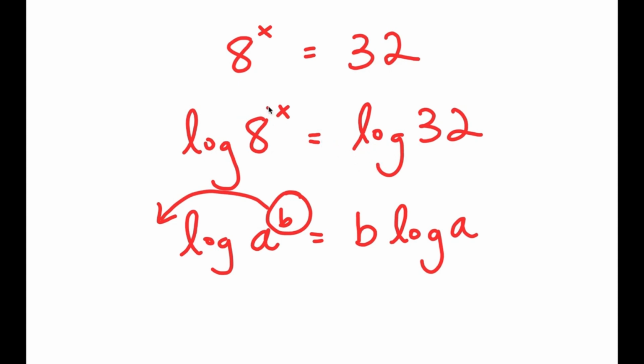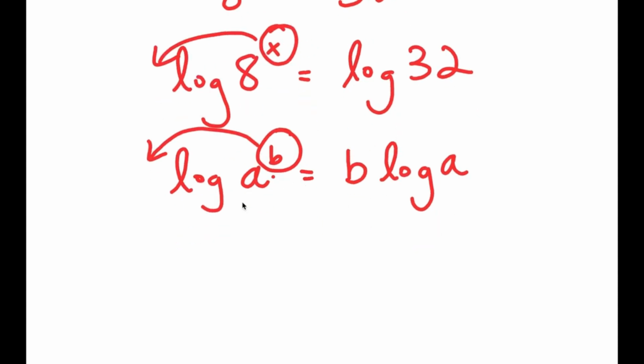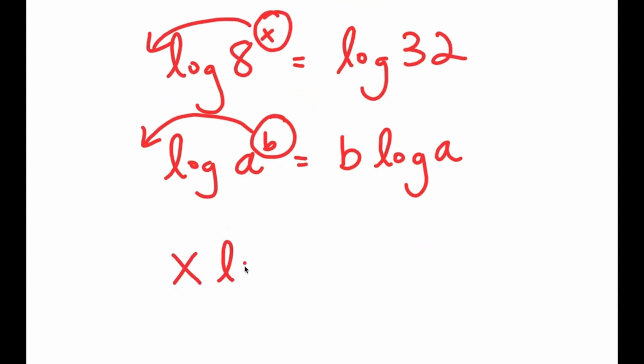So now in the case of log 8 to the power of x, we can think of x as b, so we can move x to the front of the logarithm. So I get x times log of 8 is equal to log of 32.